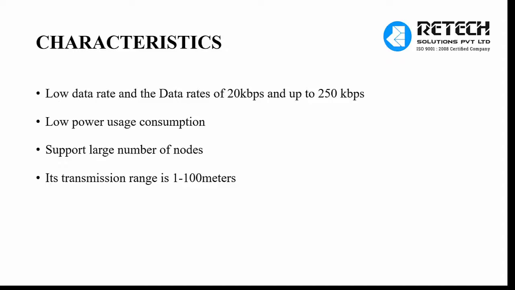It also supports a large number of nodes. What does supporting a large number of nodes mean? As I already told you, you can form a network using the Zigbee. If you want to form a network, the main Zigbee will be your single main unit or server, and you can connect many Zigbee nodes, like Zigbee receivers, with it. So you can connect a large number of nodes and form a big network using Zigbee modules. Okay, and its transmission range is 1 to 100 meters.